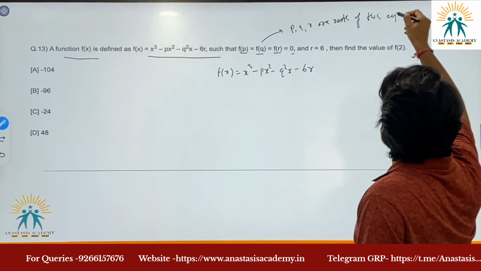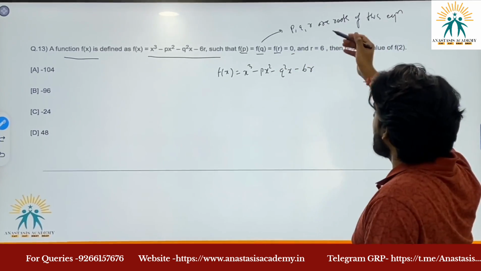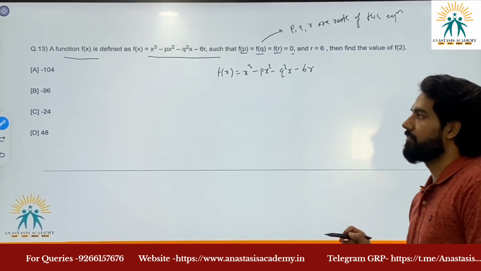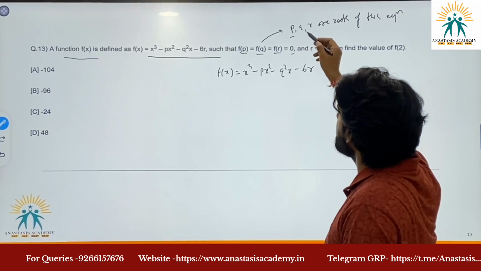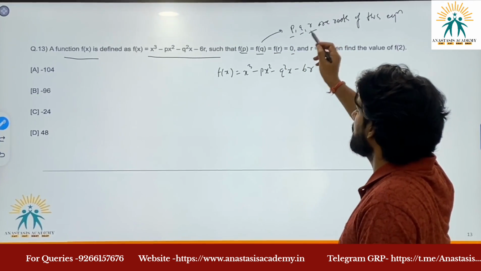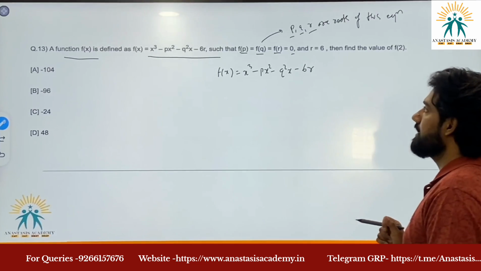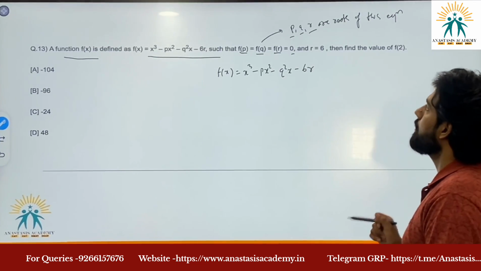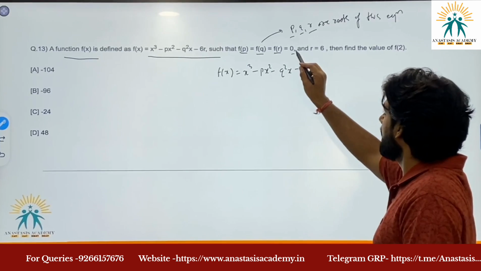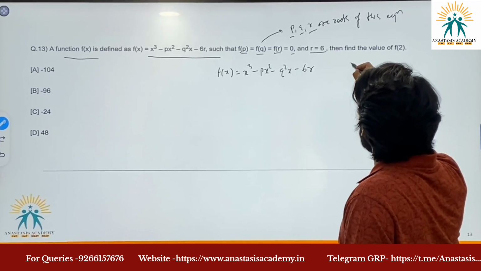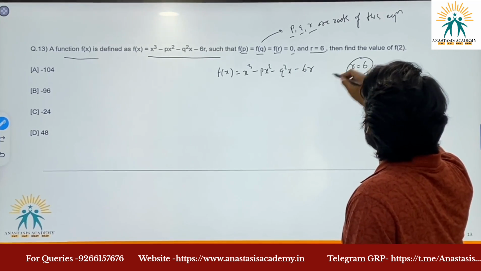or are roots of this function, because at x equal to p, at x equal to q and x equal to r, this function becomes 0. So p, q, r are the roots of this expression, and the value of r is already given as 6.